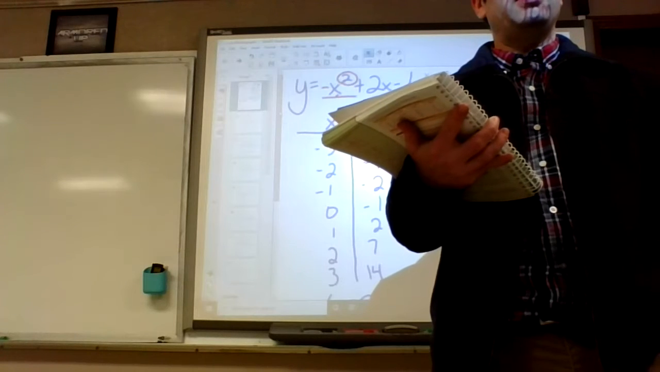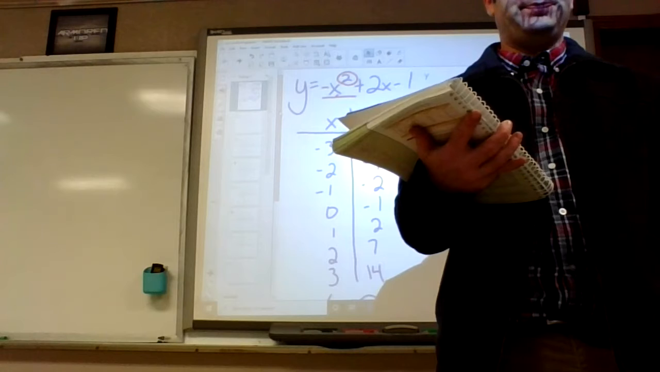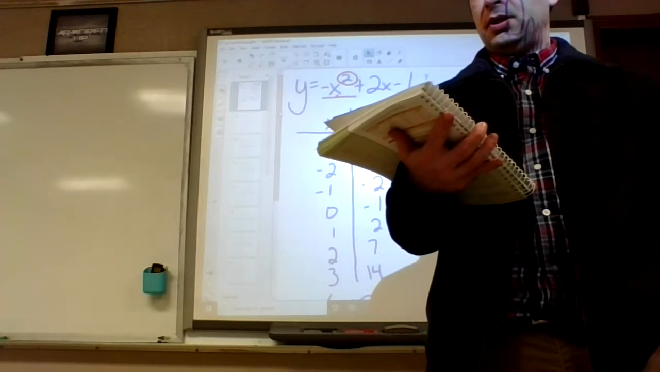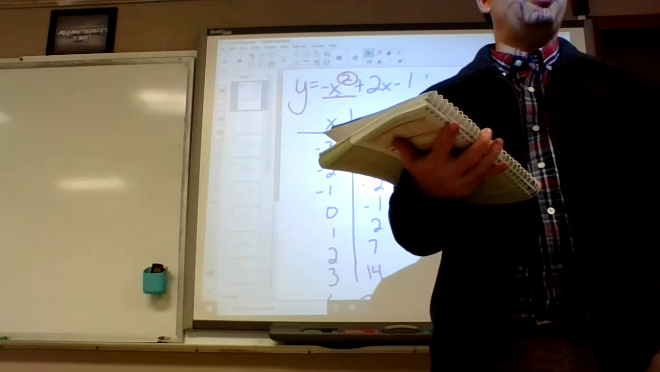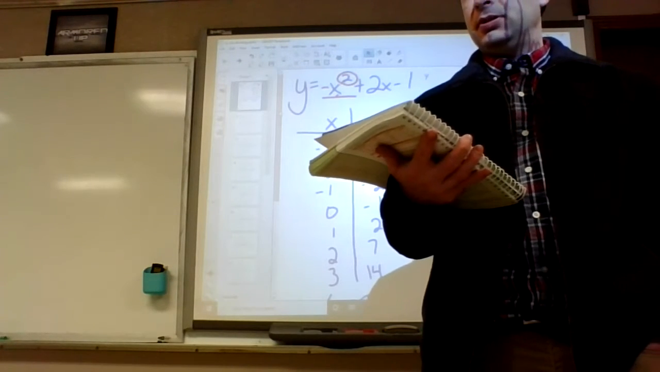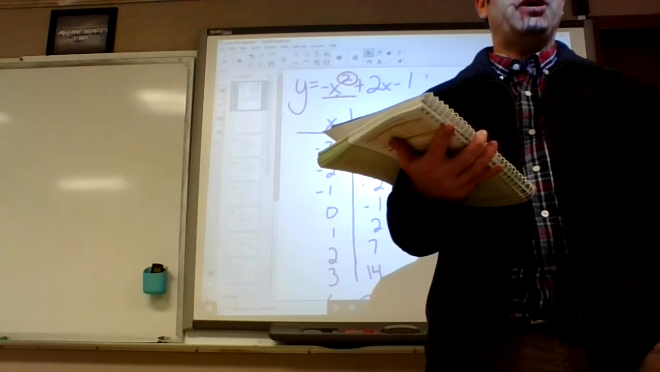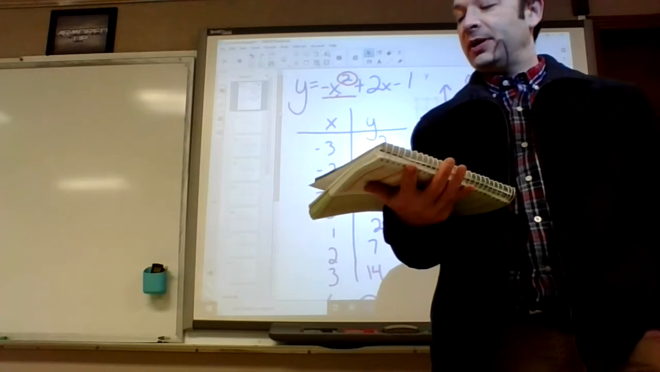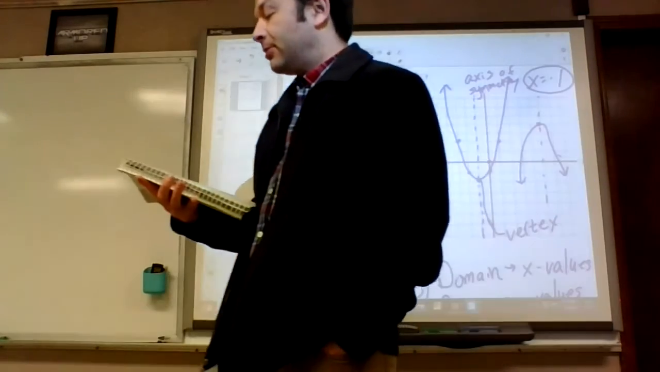Is it F? Yes. There is no limit to what we can put in for x, right? Okay, it goes left and right forever. Parabolas go left and right forever. That means their x values are unlimited. So that means the x values are all real numbers.